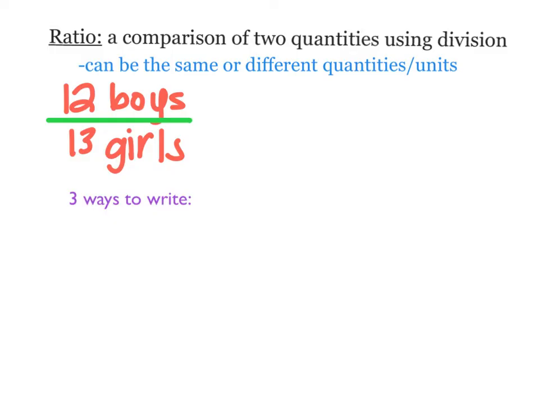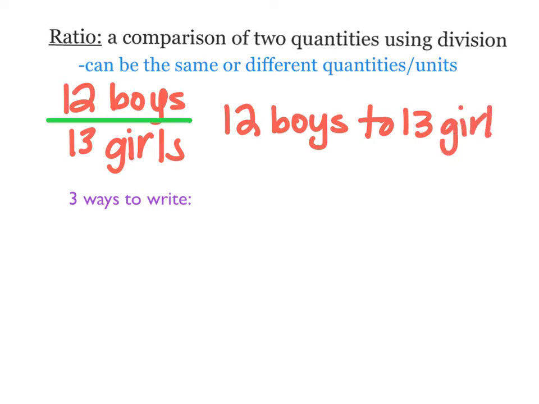Another way you can write a ratio is by using the word "to." So I can say 12 boys compared to 13 girls. All right, so I use that word "to" right here. The third way to write a ratio is using a colon. So I might say I'm comparing my 12 boys to my 13 girls, and I'll use a colon. That's the symbol right here. So these are the 3 ways to write a ratio.